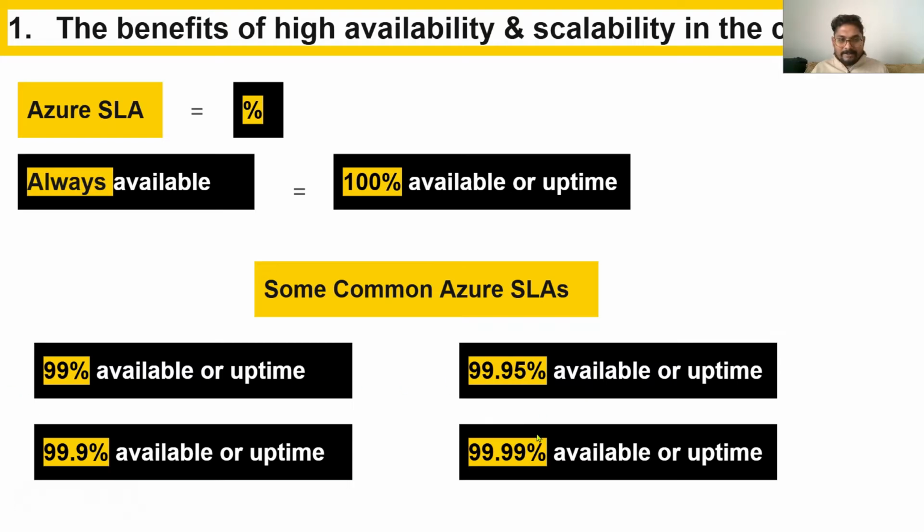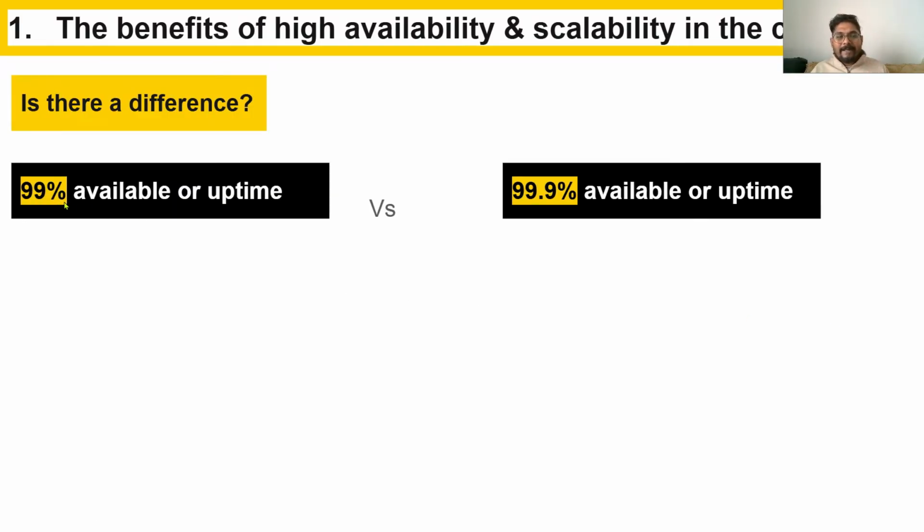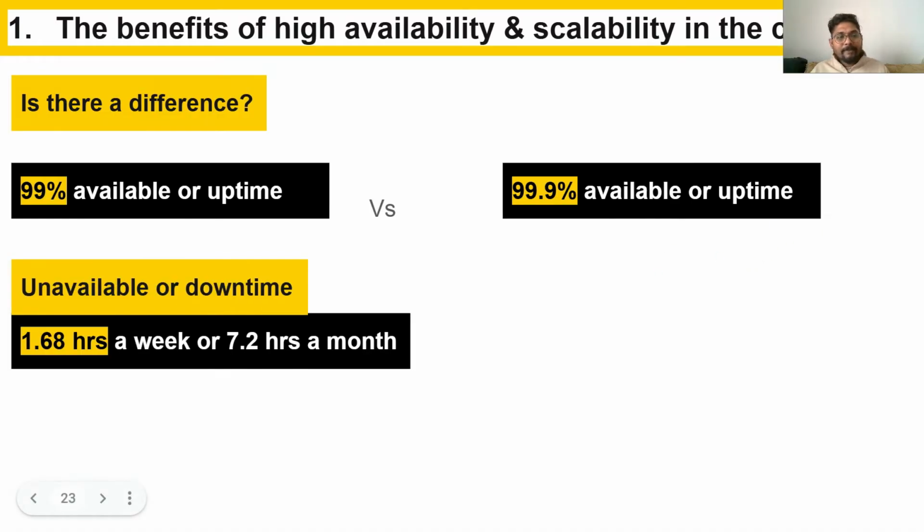Now, when I look at these numbers as a layman, it doesn't make a big difference. 99%, 99.95, 99.9, 99.99. What is the big difference? It doesn't literally look like a big difference, right? When I look at it as a layman, but there is a big difference. So 99% is available or uptime, and the other one is 99.9% available or uptime. So what is the big difference here?